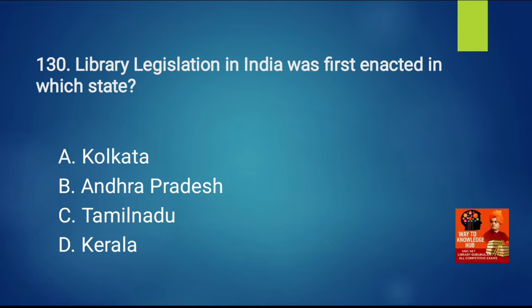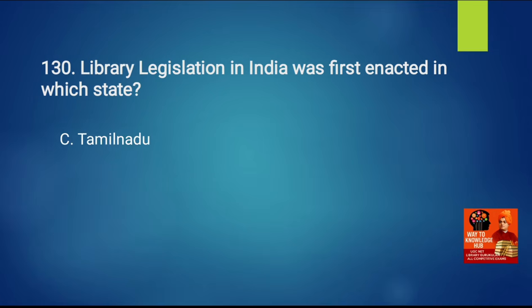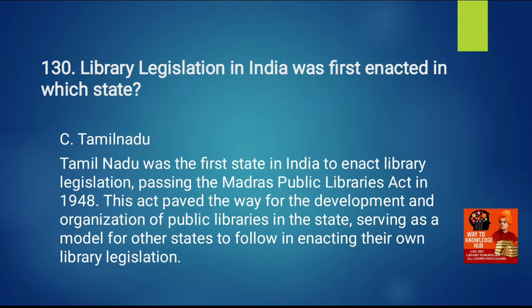Question number 130. Library legislation in India was first enacted in which state? Option A, Kolkata. Option B, Andhra Pradesh. Option C, Tamil Nadu. Option D, Kerala. The answer is option C, Tamil Nadu. Tamil Nadu was the first state in India to enact library legislation, passing the Madras Public Libraries Act in 1948. This act paved the way for the development and organization of public libraries in the state, serving as a model for other states to follow in enacting their own library legislation.